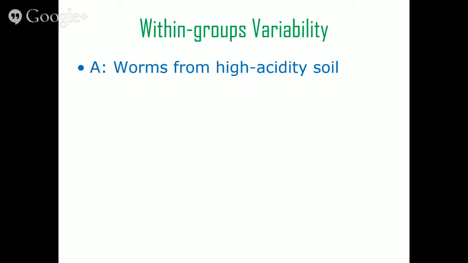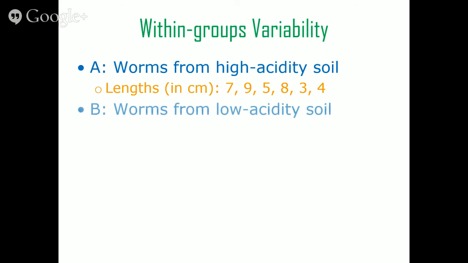So let's think about what we've already learned how to do. We've learned how to look at the variability within a group of data. So let's say we have two groups of worms, and we've got some sort of study to find out whether the acidity of the soil that the worms are raised in affects their length, like the size of the worms. So the worms from high acidity soil are 7 centimeters, 9, 5, 8, 3, and 4 centimeters long. That's your sample from the high acidity soil, sample A. Sample B is from low acid soil. And you can tell that on average they're longer: 8, 9, 10, 11, 9, and 6.